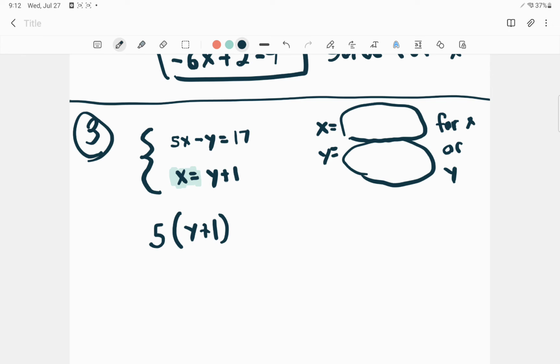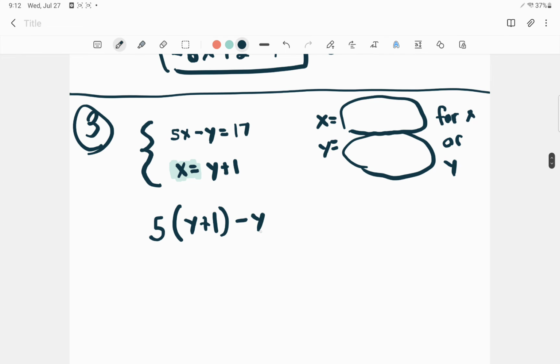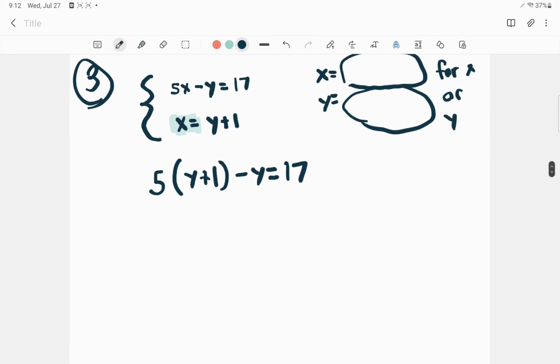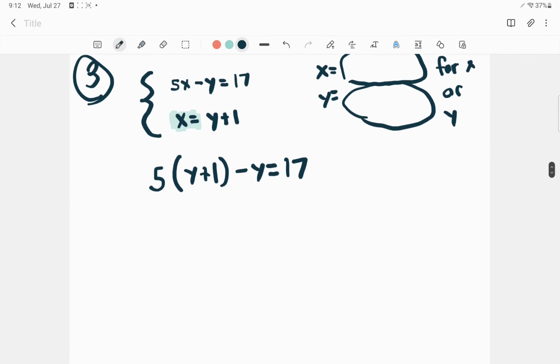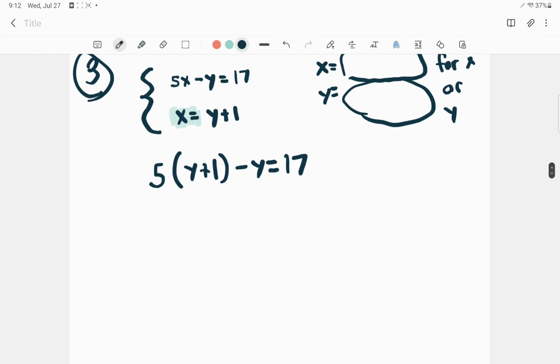Oh, sorry. I'm having like a brain blank real quick. Minus y. That was my bad. I forgot what I was doing for a second. There we go. So that's how I would do it, simple enough. I understand that x is equal to y plus 1, so I can substitute x with the entire other stuff. It looks complicated, but it really isn't.